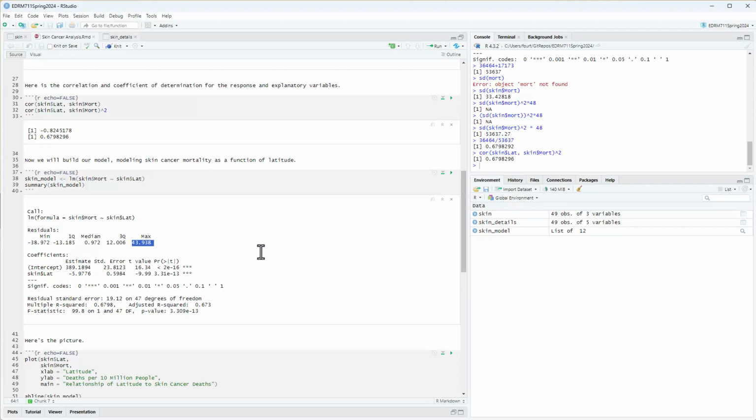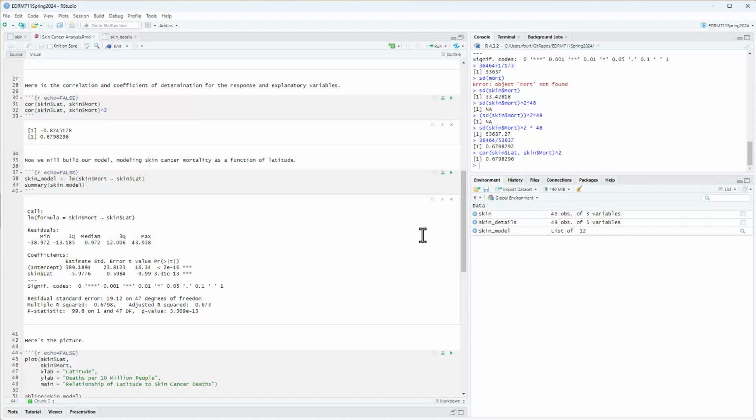Here is a case in which our maximum residual, observed minus predicted, is a positive 44, meaning the observed is 44 more than we predicted. So there's where we're under predicting. And then we have the median and the first quartile and the third quartile. Notice that the median is about 1. That means that right there in the middle, we are off by about 1.